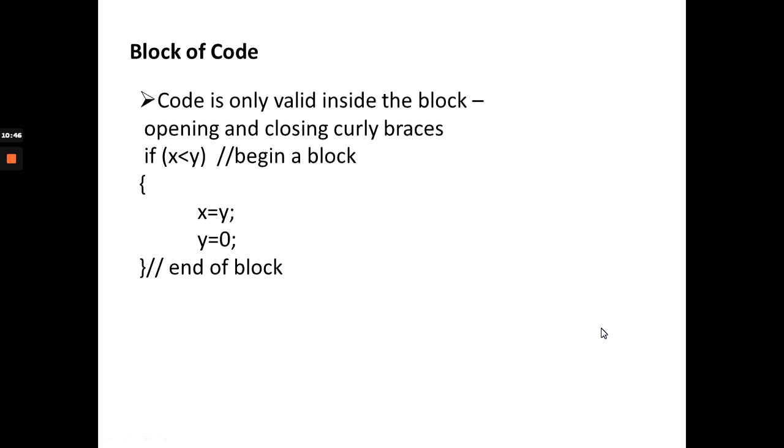Block of code. Code is only valid inside the block. So anything that is written inside the opening and closing curly braces will be executed and will be known to only that particular opening and closing curly braces. Outside code will never know about that particular variable. If it is only used inside that, it will be known to all. But if it is declared inside that block and used outside that block, it will not be known.